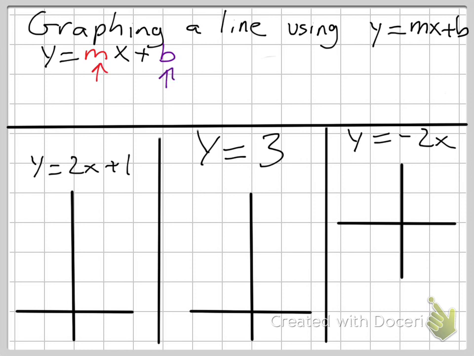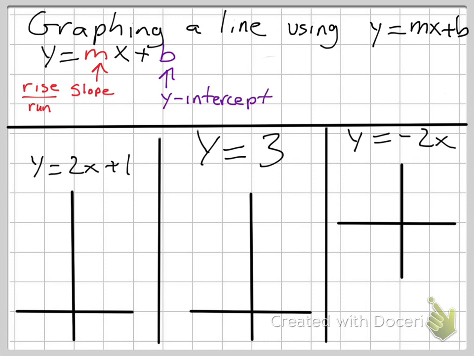Our m is basically our slope, or our rate of change. We're usually going to use it as a rise over a run, and I'll explain what that is once we actually get into it. And our b is actually going to be our y-intercept. It's basically where it hits the y. So I have three different equations here to show you what's going on. The first one we can actually do in this nice color here.